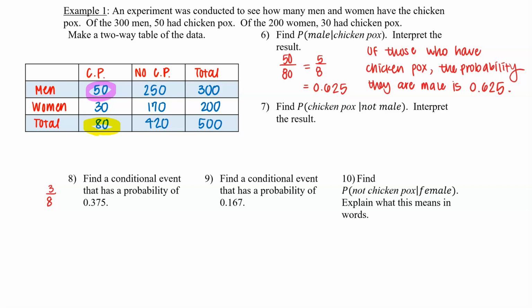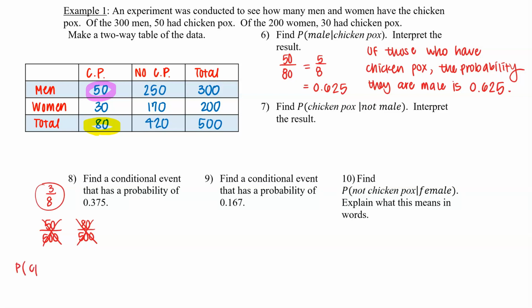So we are not trying to find man and chickenpox out of the total, nor are we trying to find how many people have chickenpox out of the total 500 people. In order to come up with a conditional event, we're using the totals of each column or row. We can take a look at the table and see if we're able to come up with a probability of 3/8. We can play around with some of these examples.